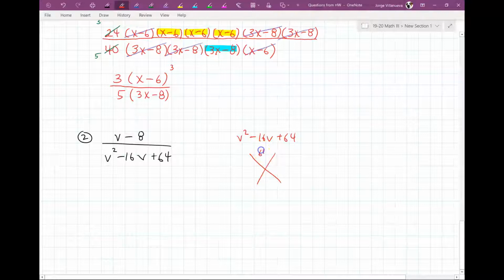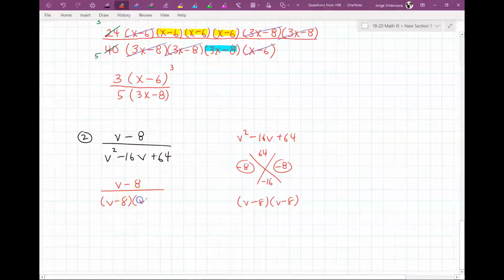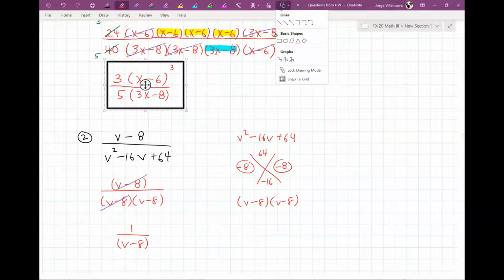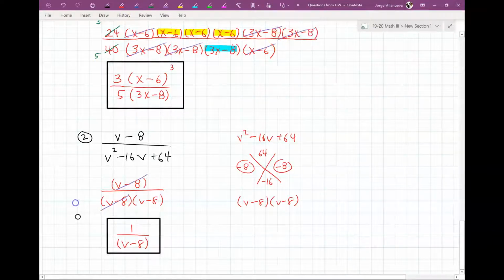I'll do the x method. Up here I put a 64 and a minus 16 there. That means it's going to be a negative 8 and a negative 8. So (v minus 8)(v minus 8) will be my factor. So this problem looks like v minus 8 on top, and then the bottom will be v minus 8, v minus 8. Now notice, I can cancel 1 on top and 1 on bottom. So all that's left is 1 over v minus 8. And that would be my answer, which, by the way, I forgot to put a box around, so I'll do that really quick. Those are my answers to those two problems.